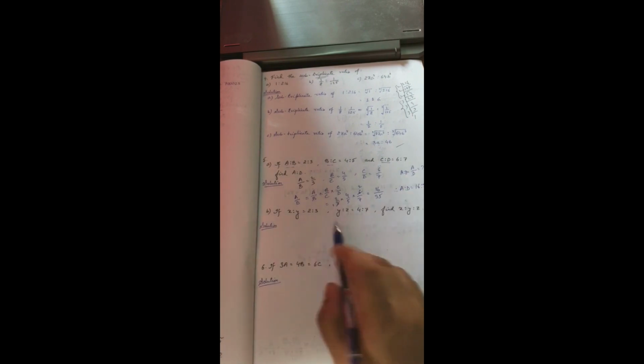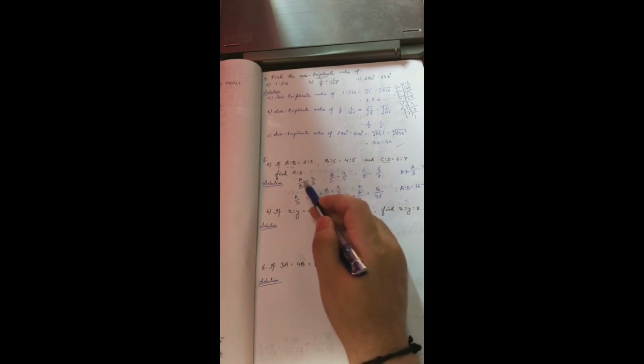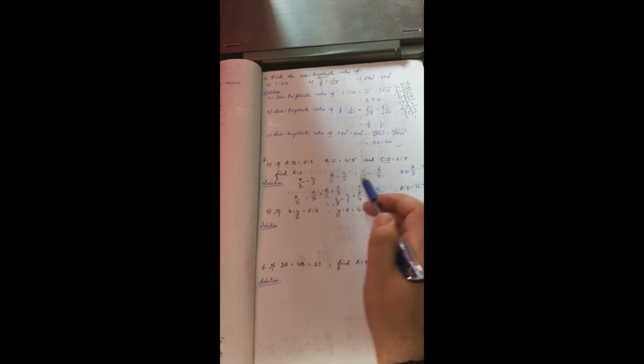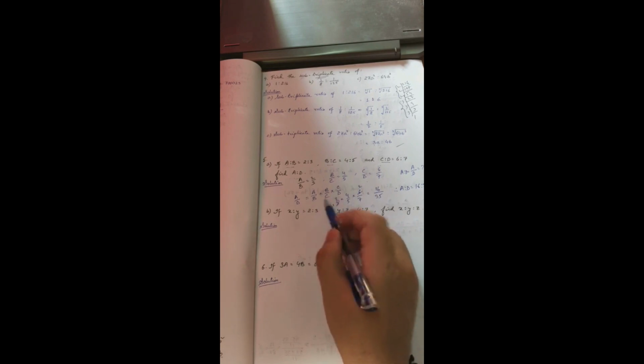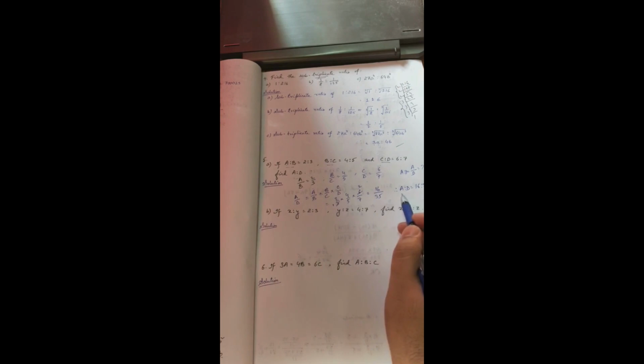Okay, I hope it is clear. So to find a is to d, what we have done is we have just multiplied a by b, b by c and c by d. We have multiplied these and we got a by d, and a by d is a is to d. So 16 is to 35.